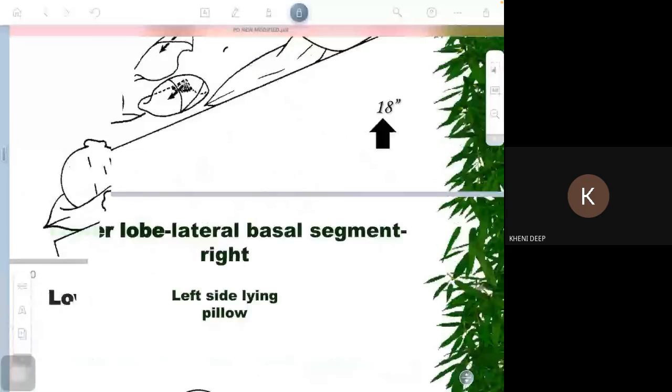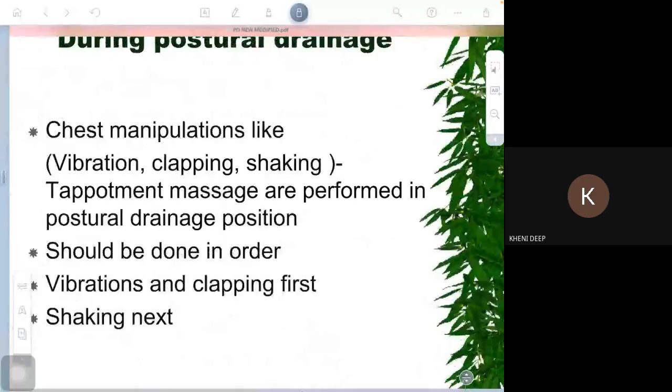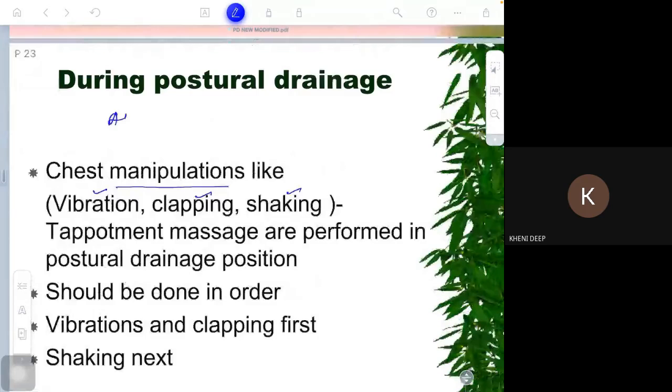After making position, you will do some chest manipulations. You will do certain chest manipulation. In certain books, you will study chest physiotherapy. Clear? Chest manipulations like vibrations, clapping, and shaking. You will perform either one or all the three. It depends on the requirement.